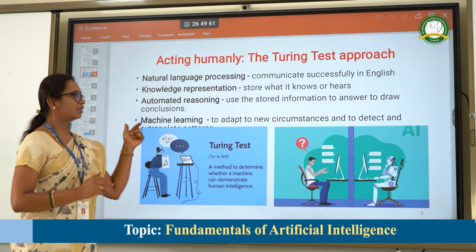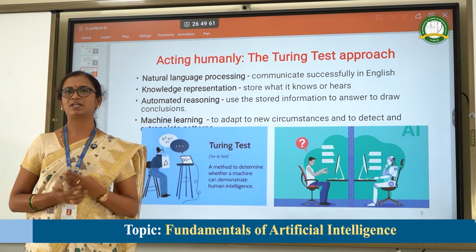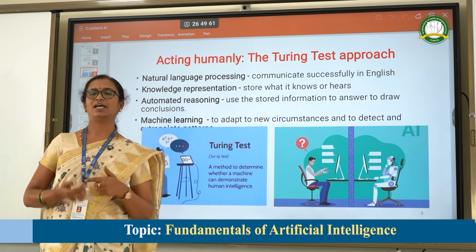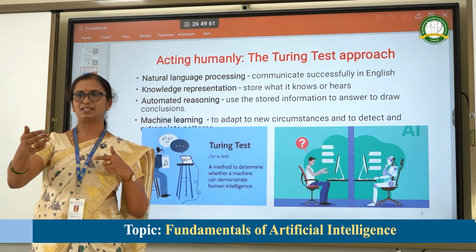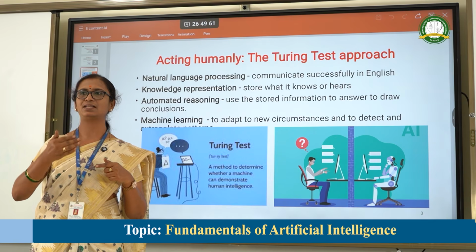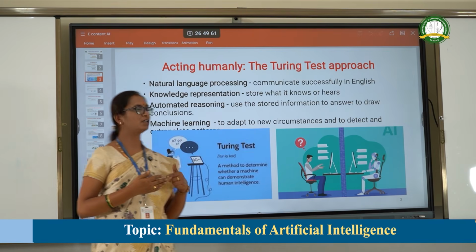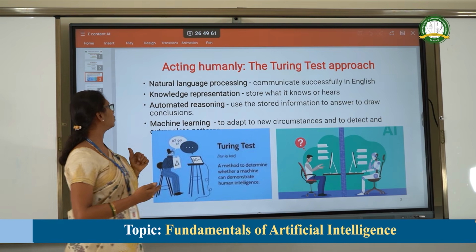So that Turing test requires 4 important concepts. One is natural language processing, because an individual would communicate in English and the machine at the other end was also supposed to communicate back its answers in the English language itself. So natural language processing plays an important role.